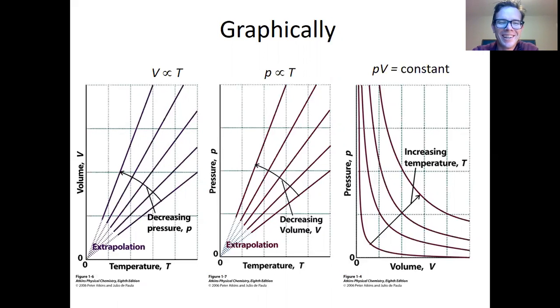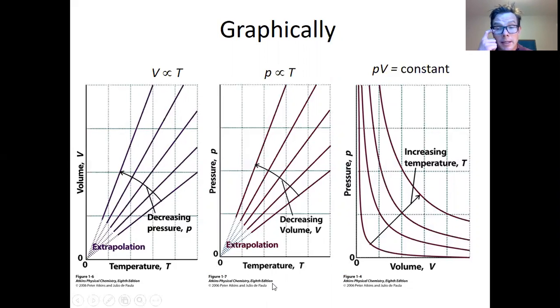Okay, so on the left, we have Charles' law, which tells us that volume is proportional to temperature. If I plot volume on the y-axis and temperature on the x-axis, I get a straight line. And as you may remember from your general chemistry course, if you extrapolate this one back, you will hit absolute zero. This is another version of it.